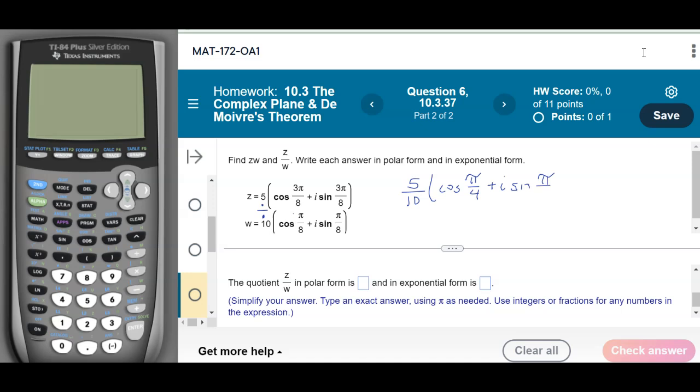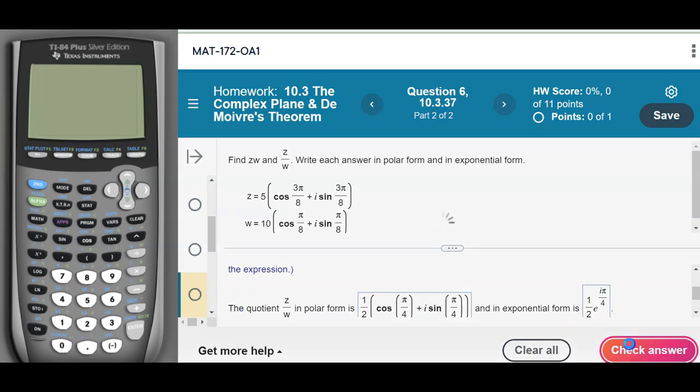Okay, the argument's going to be the same for both of these, the angle that is. All right, and then 5/10, that'll reduce to a half. All right, exponential form, same thing. We're going to have a 1/2 e to the i, and then my argument is pi over 4. So that's the two forms that we're looking for, the quotient of these two complex numbers. All right, and there is the exponential form.